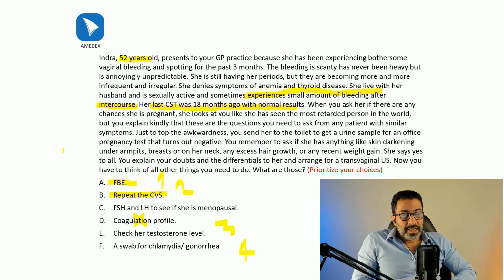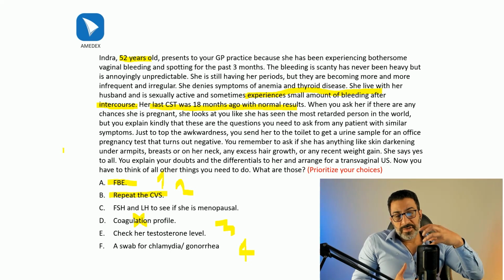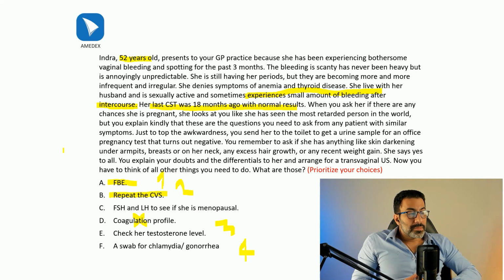This lady is in a stable relationship. You might want to approach her more cautiously and politely. You need to explain to her that, look, Indra, I know you might think it's not necessary, but one of the causes of postcoital bleeding could be cervicitis, which means the inflammation of your cervix, the outer part of your womb that opens into your vagina. And for that, do you want me to order a swab and send to pathology, to be on the safe side, to make sure that you don't have any chlamydia or gonorrhea infection?